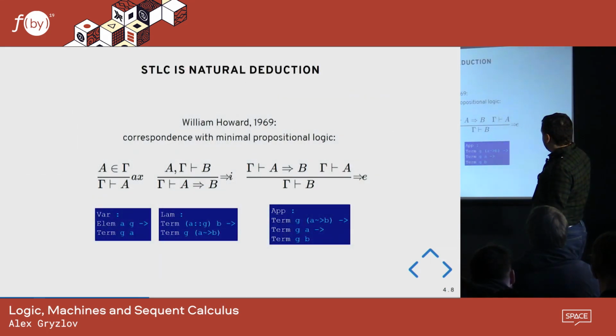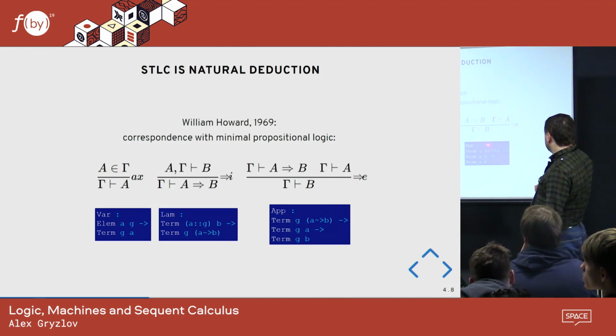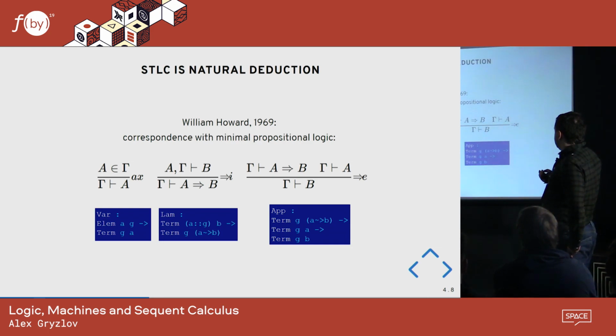And not a big surprise, but actually simply typed lambda calculus is literally the same thing as natural deduction. If you just look at these rules, what we did is translate these proofs into these constructive data structures, and all of these things are literally the same. So this is A prepended to G of type B, and so on and so forth. This was discovered by William Howard, the same guy who appears in the Curry-Howard correspondence. So basically simply typed lambda calculus is the same thing as minimal propositional logic.